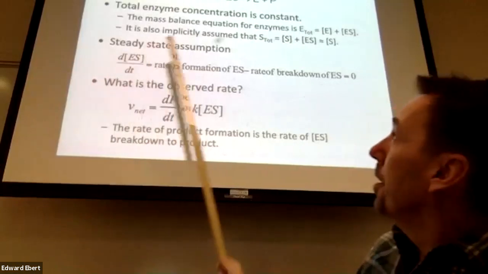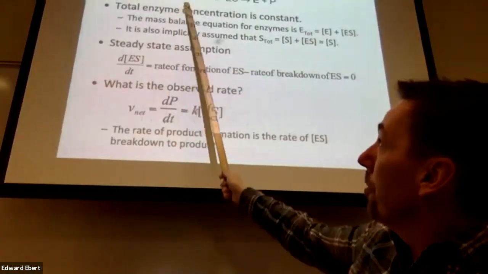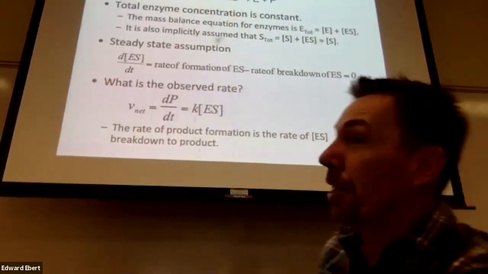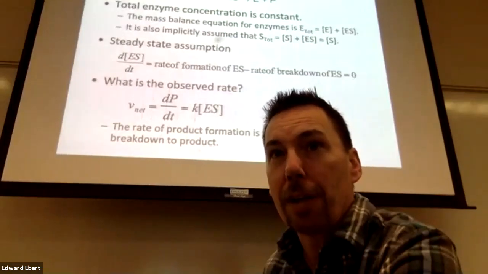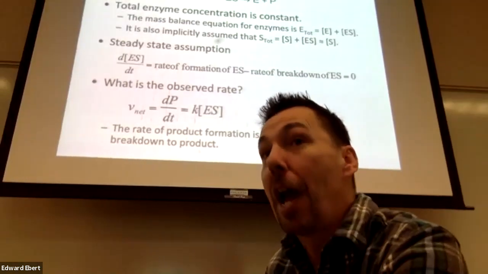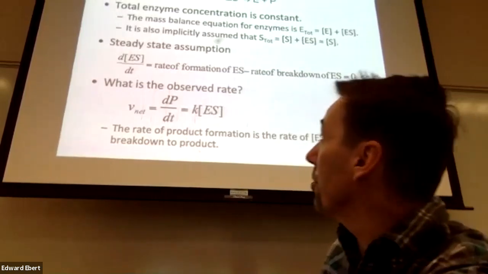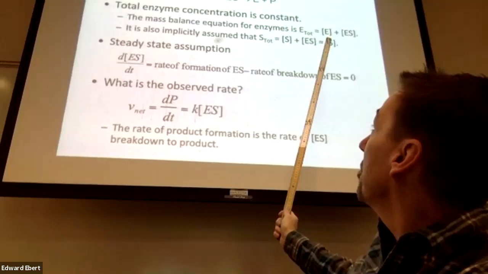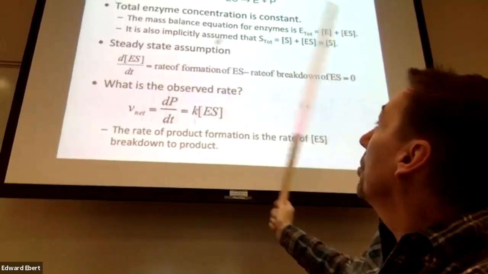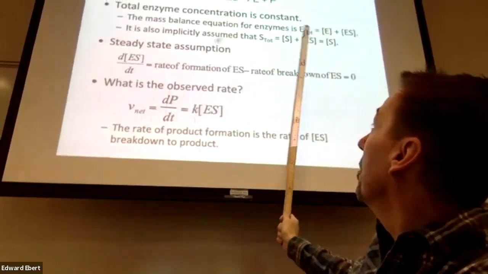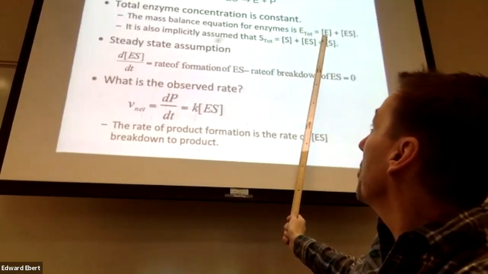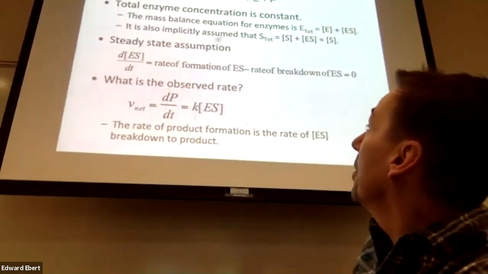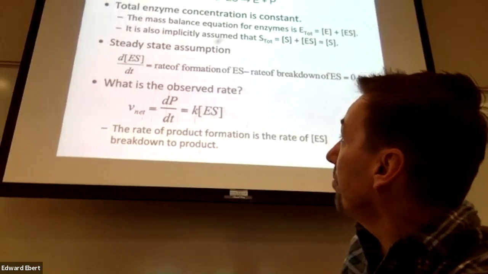Anyway, we're going to make some assumptions here. The total enzyme concentration is going to be constant. So we're not going to add or subtract enzymes in there. That does happen over a time scale, but we're going to assume it's constant. So our total enzyme is going to be our free enzyme plus our enzyme that has substrate bound. Okay, so total enzyme concentration is a concentration of free enzyme plus substrate bound enzyme.